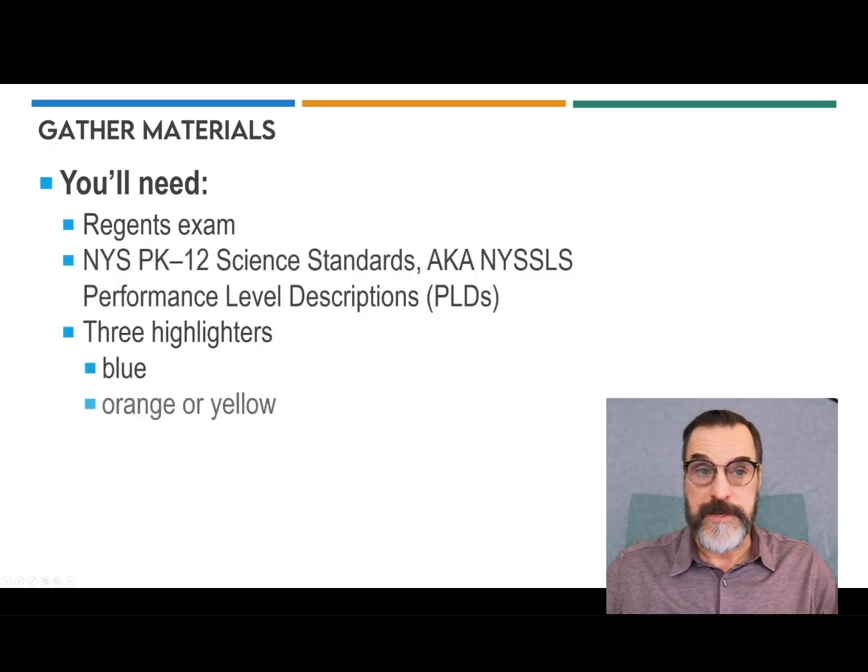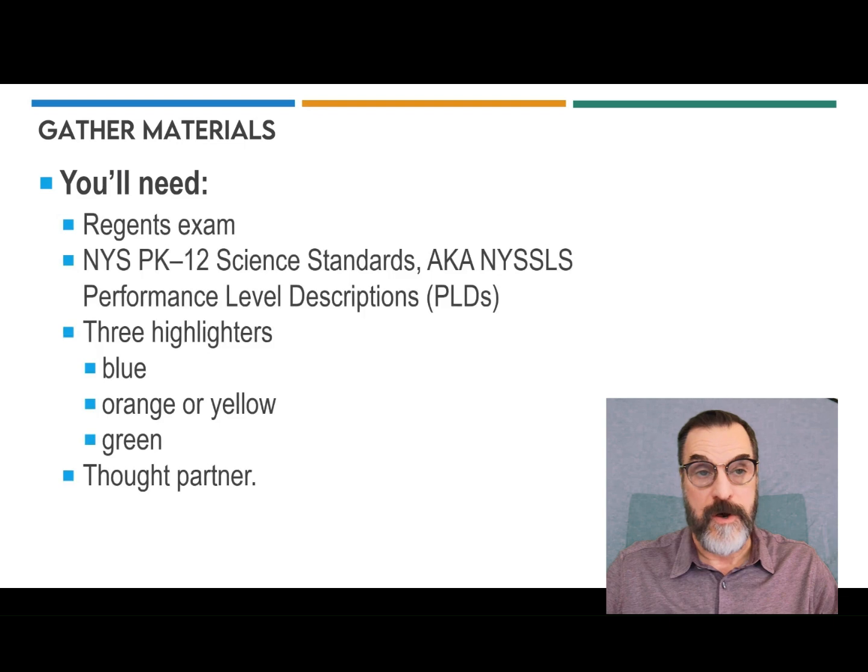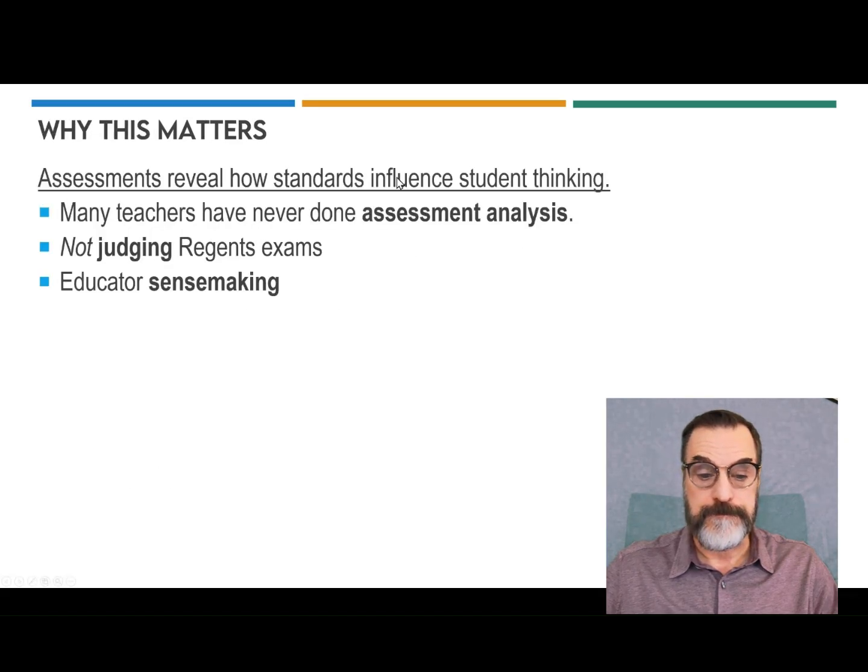So you may want to pause the video and gather a few materials. You'll need a Regents exam you want to analyze, the New York State PK-12 Science Learning Standards, also known as NGSS, and the performance level descriptions for the exams that you want to analyze. You'll also need 3 highlighters, a blue, orange, and green. You can use yellow instead of orange, and a thought partner, like a colleague, to check your thinking throughout the whole process. You can do this process digitally or on paper, whatever works best for you.